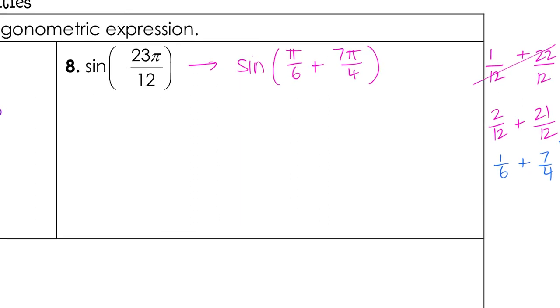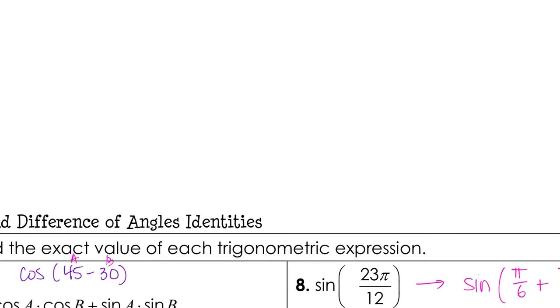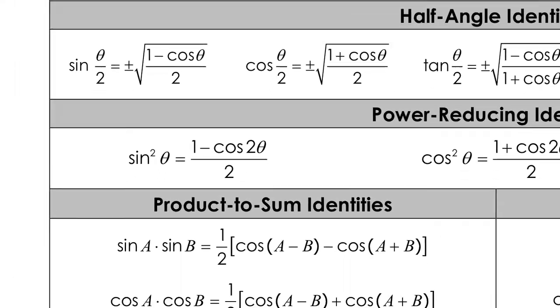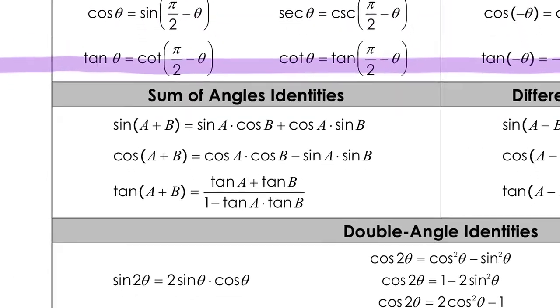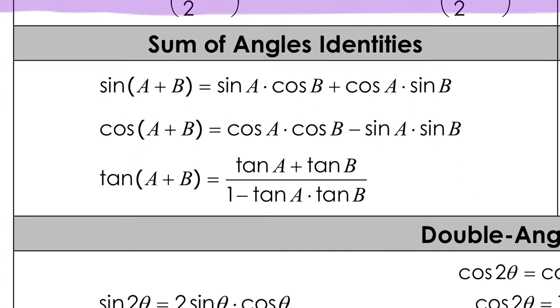And same thing. So we are adding. That would be a sum, and then it's sine. So when you look at your identities, we need to look at our sum of angles, and then we did sine. So we are going to use this right here. It's sine, cosine, cosine, sine.